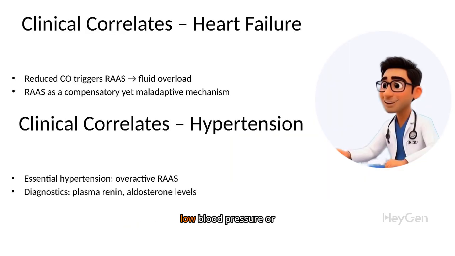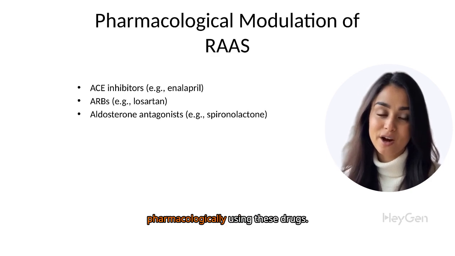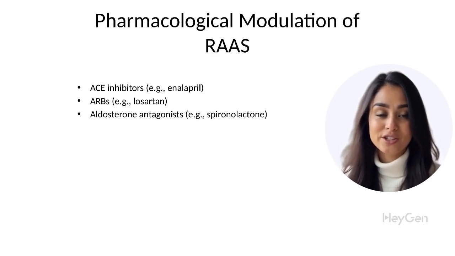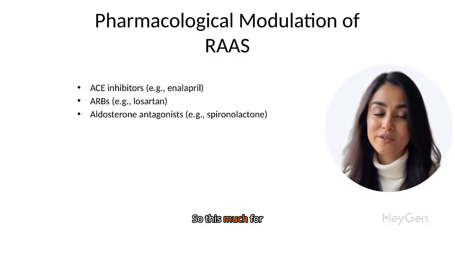RAAS is triggered by low blood pressure or volume. Activation of RAAS produces the correction in BP. However, overactivity of RAAS can lead to hypertension, and this is effectively modulated pharmacologically. We can modulate RAAS pharmacologically using these drugs. So this much for now. More of this will come up in pharmacology.